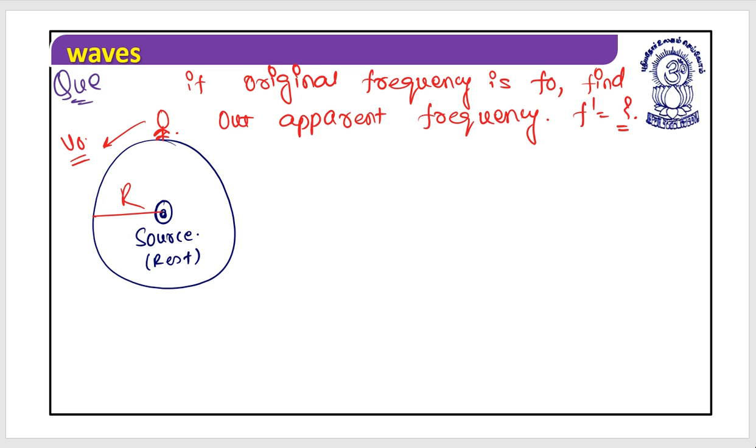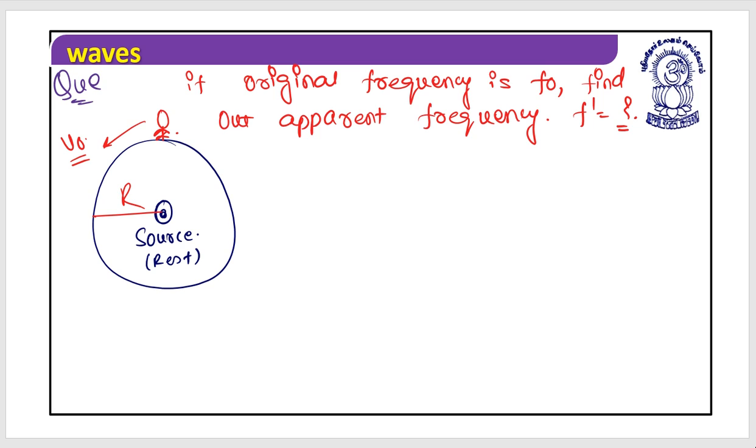If the original frequency is f0, you need to find the apparent frequency, f dash. How will you do this? Or what could be done? What do you think?